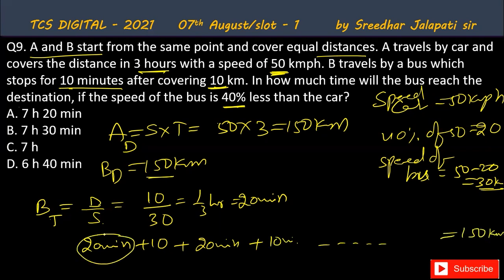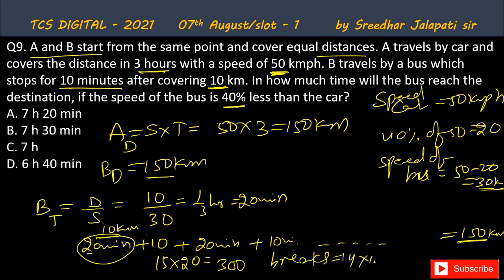Right? In the first 20 minutes, how much distance is it traveling? 10. So how many tens make 150? 15 tens make 150. For every 10 kilometers, it is taking 20 minutes. So 15 into 20, 300, right? And how many breaks? 14 breaks. Each break 10 minutes, 140.